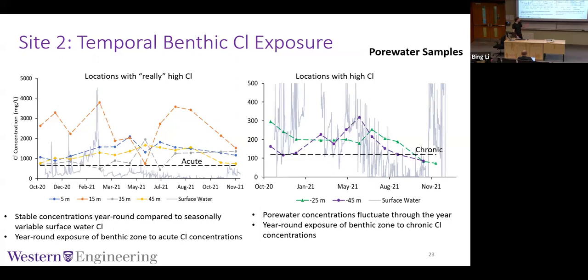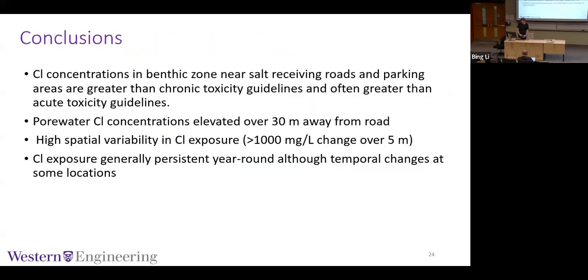Now, looking at locations that are lower chloride, they're once again more variable, typically higher than the chronic toxicity guidelines still throughout the entire year. However, once you get towards November, they do dip below it. So finally, just some key takeaways or conclusions.